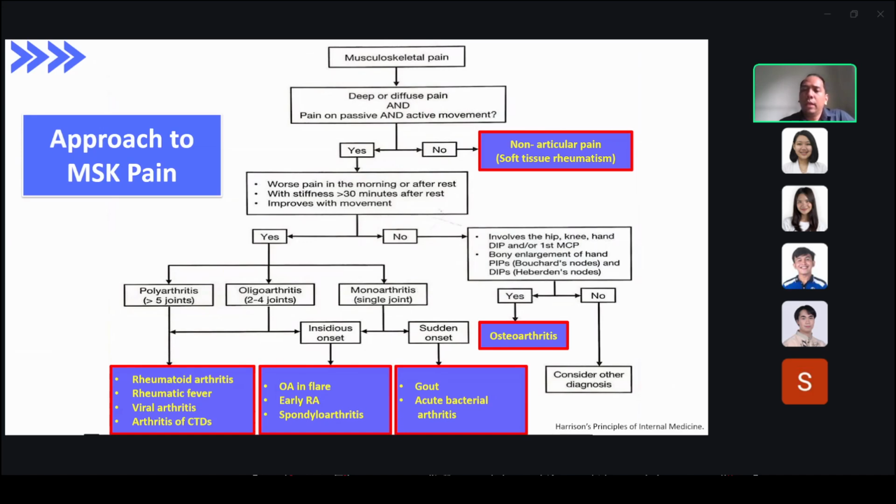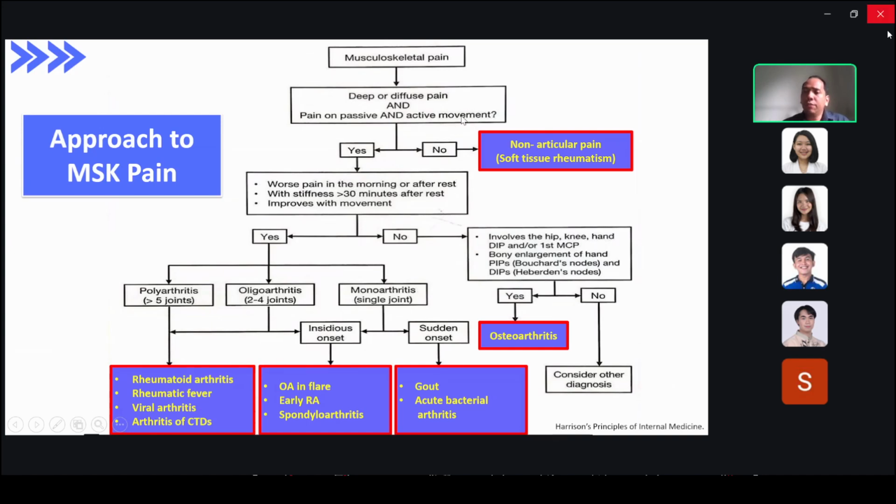Okay. And if ever, let's go back to the second level, if the response is no, then you further ask them if their hips, knees, or hands are involved, then check the hands for nodes. If yes, definitely the patient is suffering from osteoarthritis. If no, you have to consider other diagnoses.